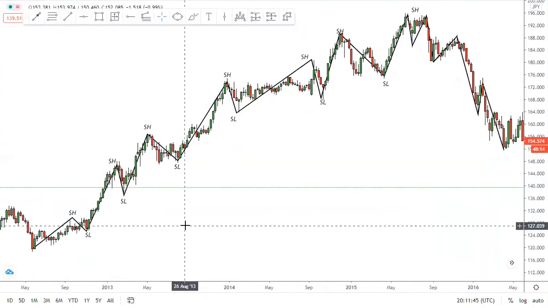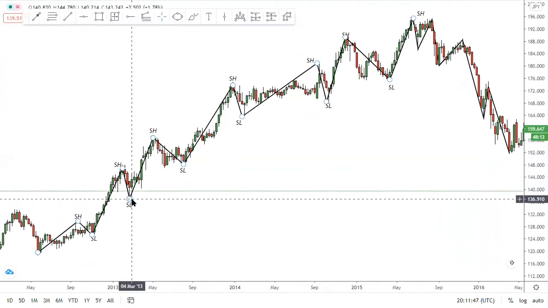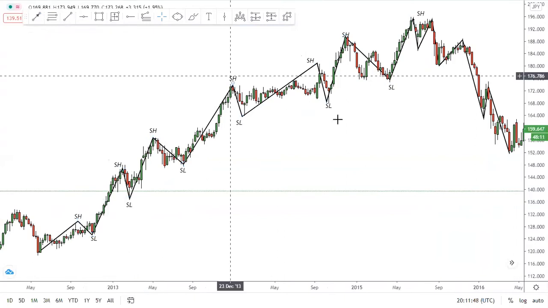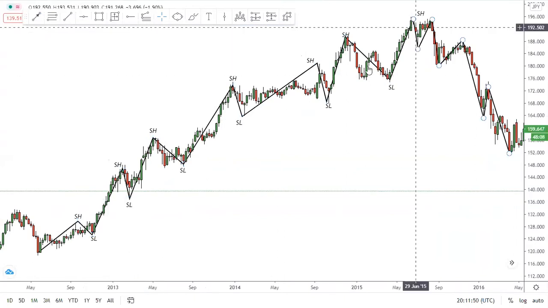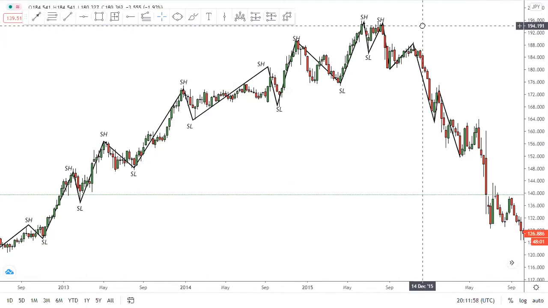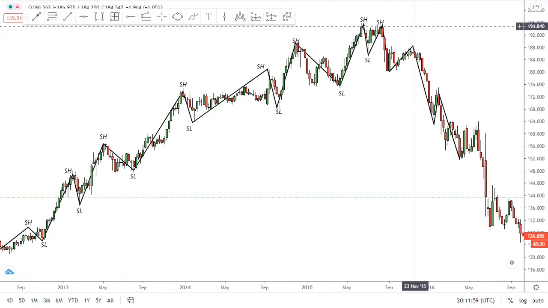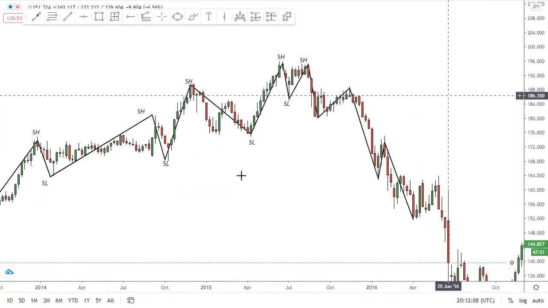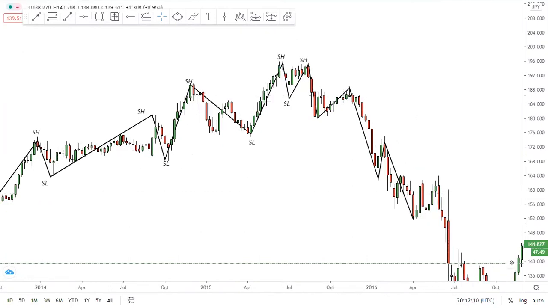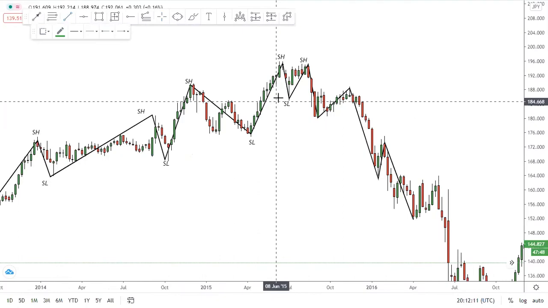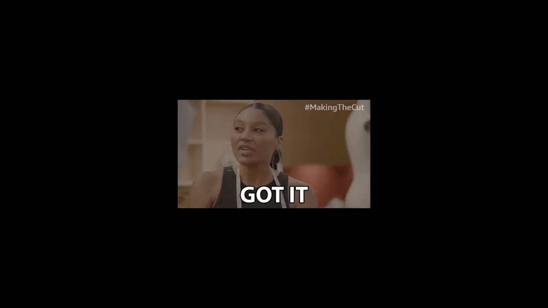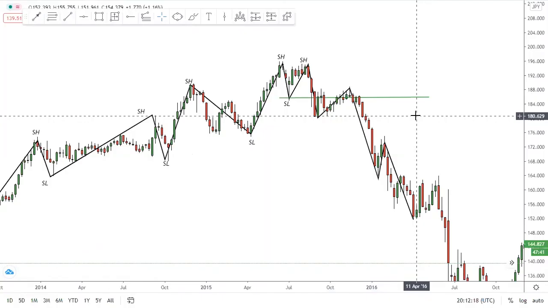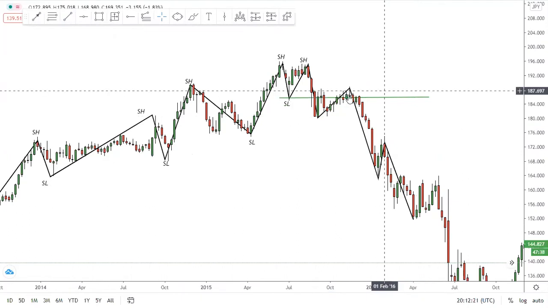So look at the structure. Swing high, swing low, swing high, swing low, repeating through the whole move, swing high. Now see what happened later. Can you clearly see that this swing high, let's focus on the most recent swing high in this bullish move, got broken? You can see that this swing high clearly got broken over here.